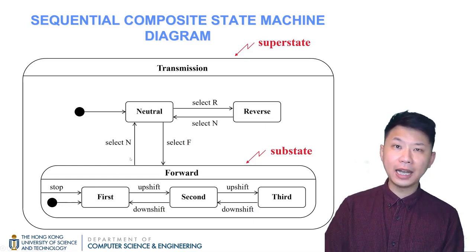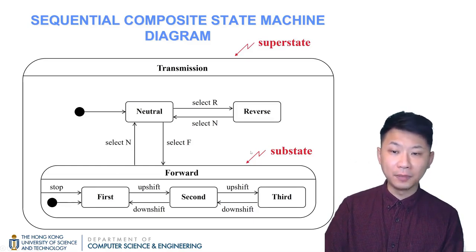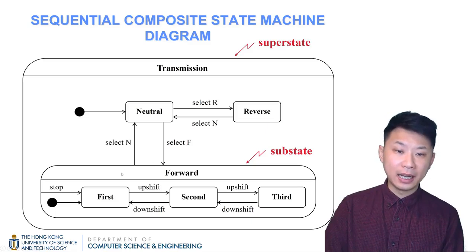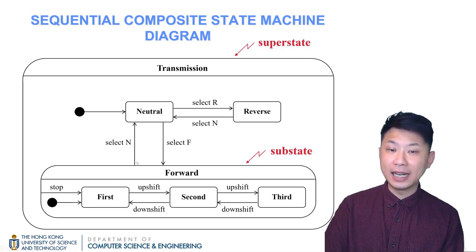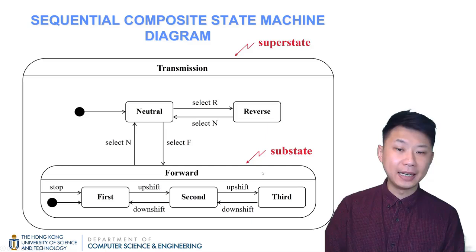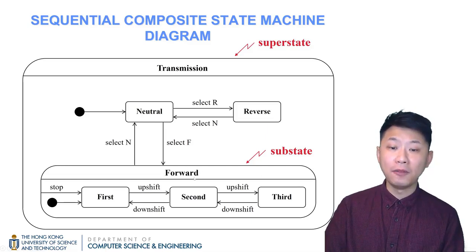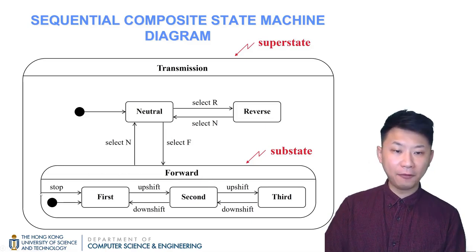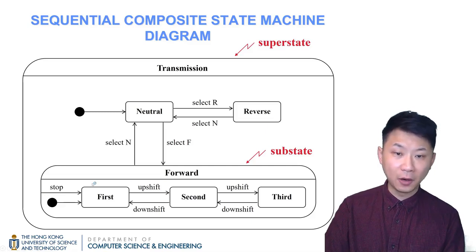We may also have a transition going out from the substate. That means we're going to exit this composite state machine diagram and then go into a particular state within the superstate. So now, using this composite state machine diagram, we can capture more complicated behavior within this state, forward. So what do we mean by having a transition going from the boundary of this forward state to the first gear?